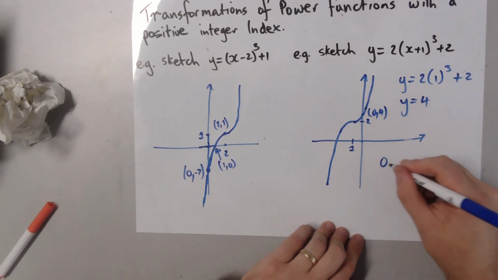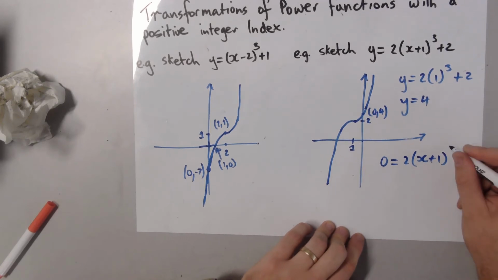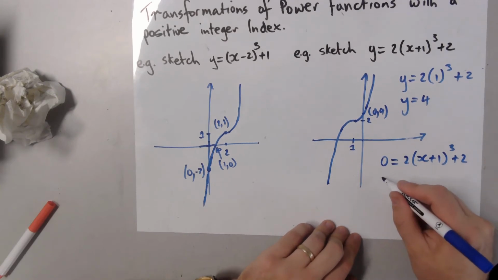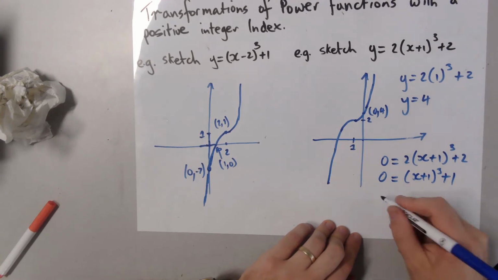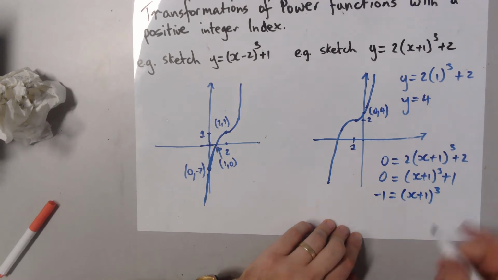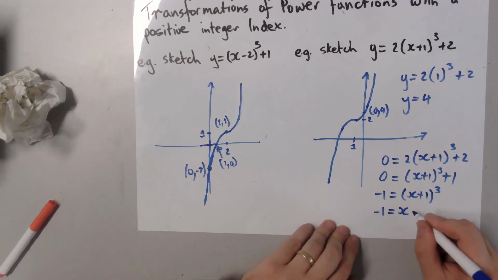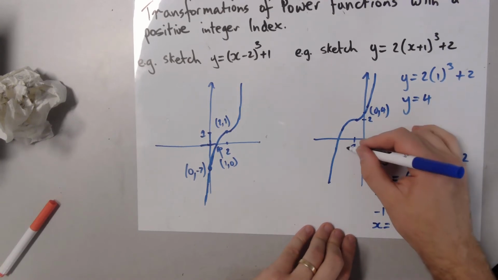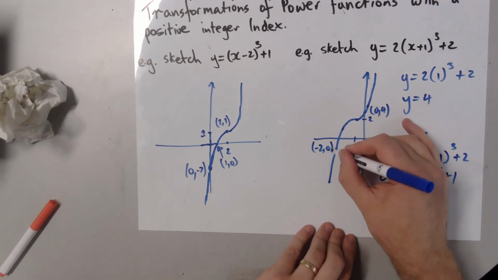X-intercept, let y equal 0. So 0 equals 2 times (x plus 1) cubed plus 2. I can divide by 2 from the word go. 0 equals (x plus 1) cubed plus 1. Take my 1 away, negative 1 equals (x plus 1) cubed. I'm going to take the cube root of negative 1, which is negative 1, equals x plus 1. I'm going to take my 1 away, so I get x equals negative 2. Sorry, this should be a negative 1 there. So this is going to have an x-intercept of negative 2, 0.